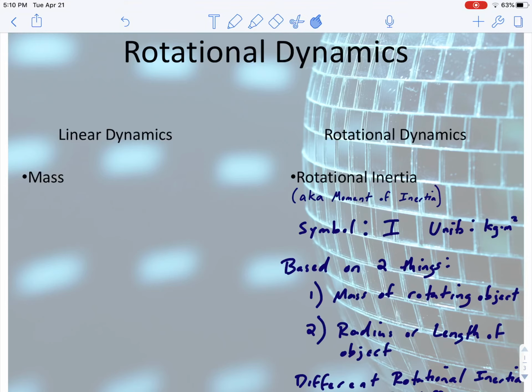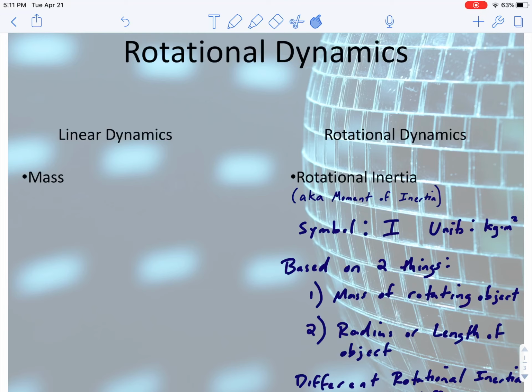In our previous video, we discussed the difference between linear dynamics and rotational dynamics in terms of mass and rotational inertia. In linear dynamics, when we want to accelerate an object, its inertia makes it either more difficult or easier to accelerate depending on how much inertia it has. More mass means an object has more inertia, less mass means an object has less inertia, and in that case would therefore be easier to accelerate.